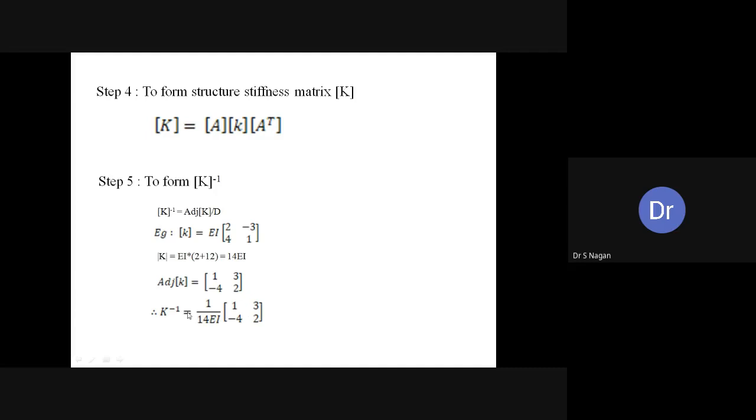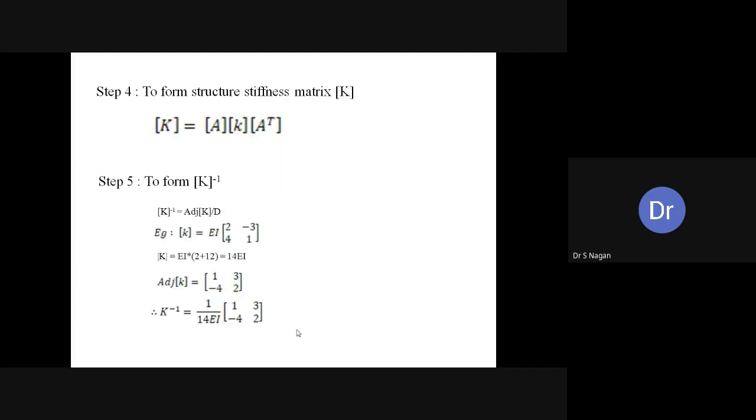In case you have a 3 by 3 matrix, I will tell that also. Say you have A1, B1, C1, A2, B2, C2, A3, B3, C3 as the element stiffness matrix. In that case also the same formula applies, that is 1 by determinant into adjoint K, and adjoint K can be formed by forming the transpose of the cofactor matrix.